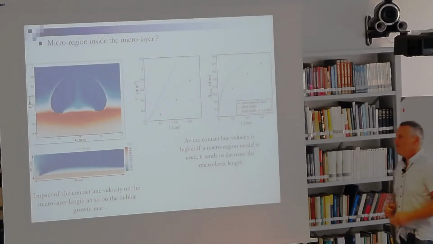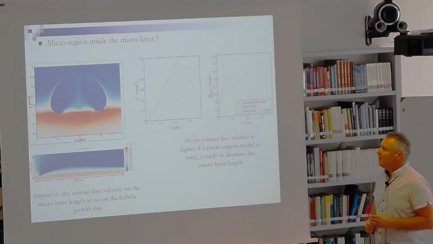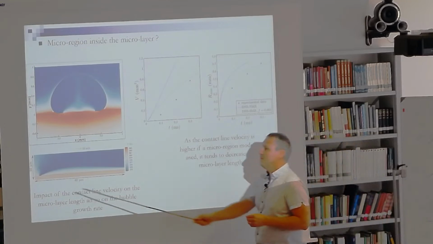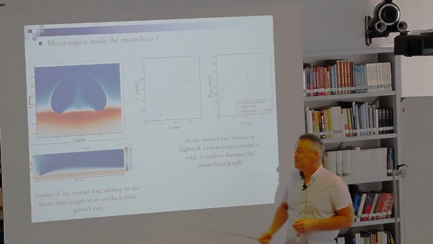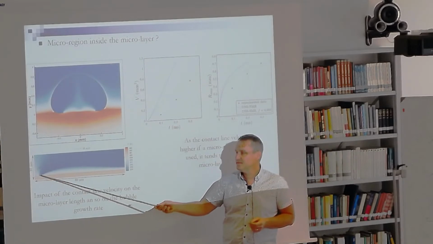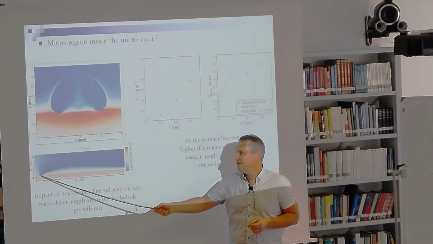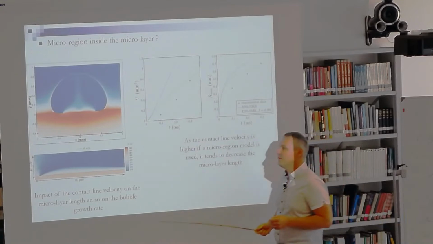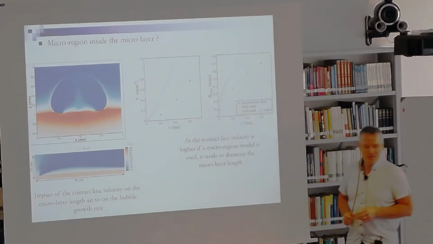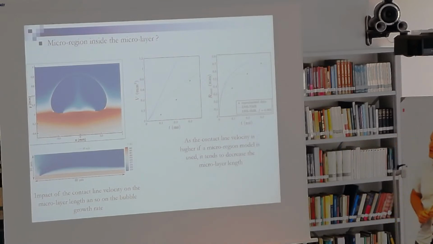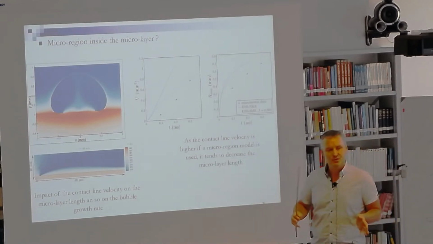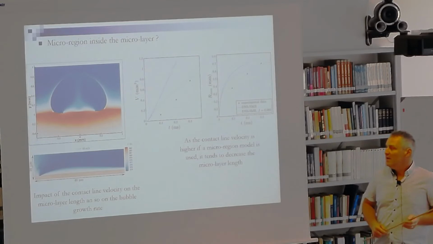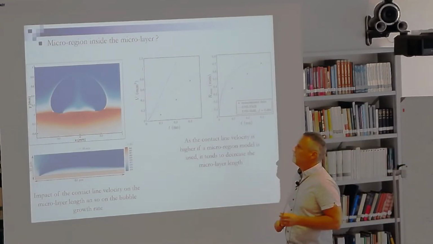Okay, so the question we have to answer now: if we have a contact line inside the microlayer, we can assume that a microregion exists also at this point, because it acts at much smaller scales than the microlayer. So we have performed some numerical simulations coupling our microregion model, DNS coupled with microregion model, in a configuration where a microlayer must appear.